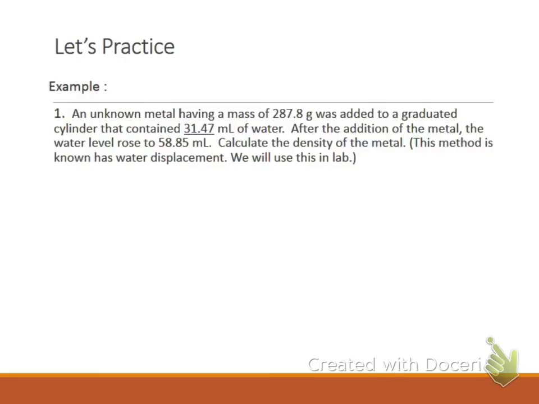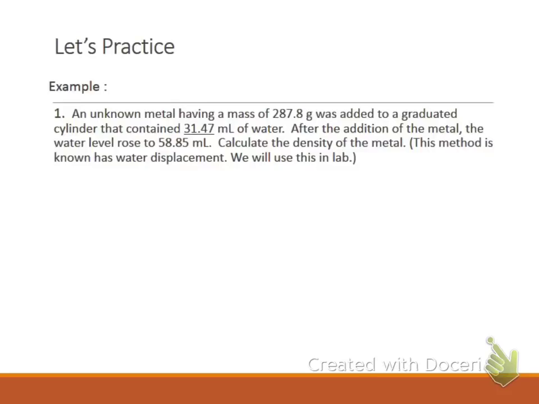Okay, so this process is going to be an important concept because we are doing a lab on Friday of density. And we're going to be measuring the density of some unknown metals. And this is the method we're going to use. It's called water displacement. If I have a volume of water and I drop something in there that sinks, what's going to happen to my water? It's going to go up. And the amount that it goes up by is the volume of the object. Makes sense, right? Pretty simple.